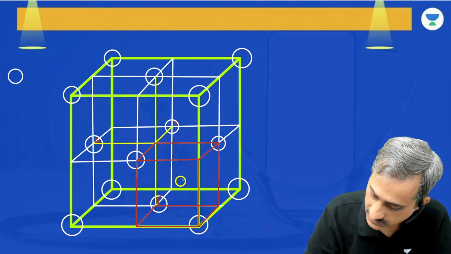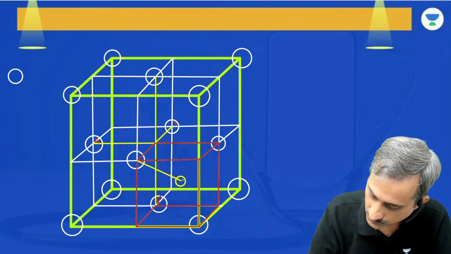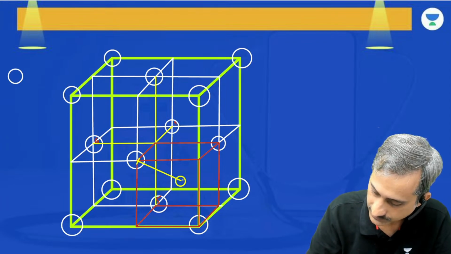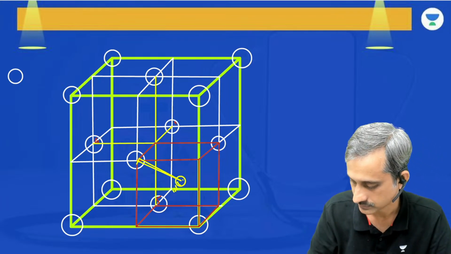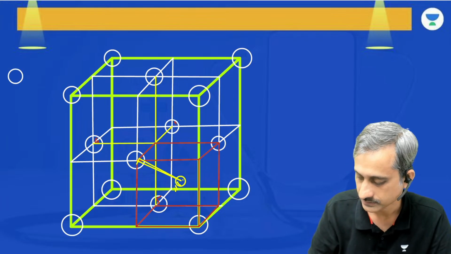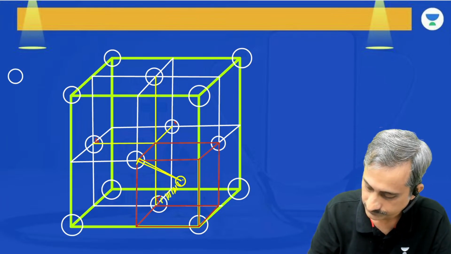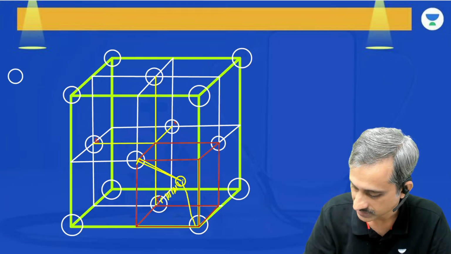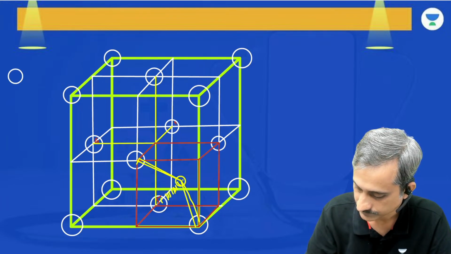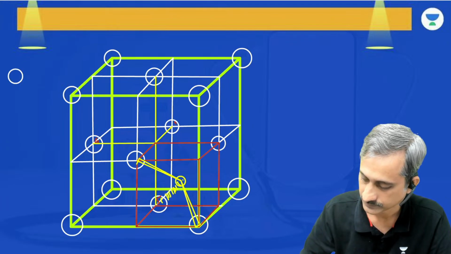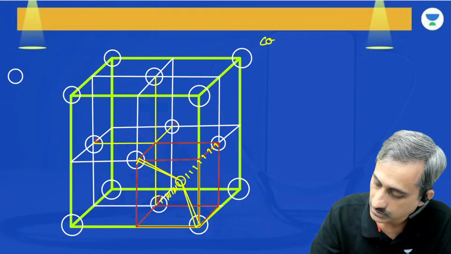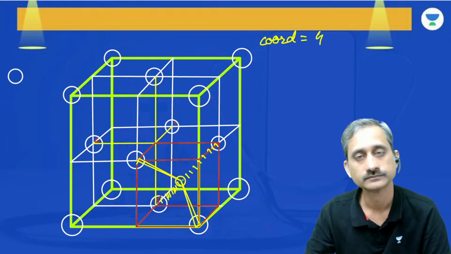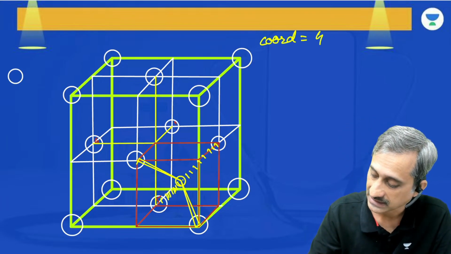Now, this particular particle is going to be attached to. This is coming outside. This is going inside. This is again coming outside. And this is going inside. So here, the coordination number is equal to 4. Now, if its coordination number is 4, that means this is a tetrahedral.